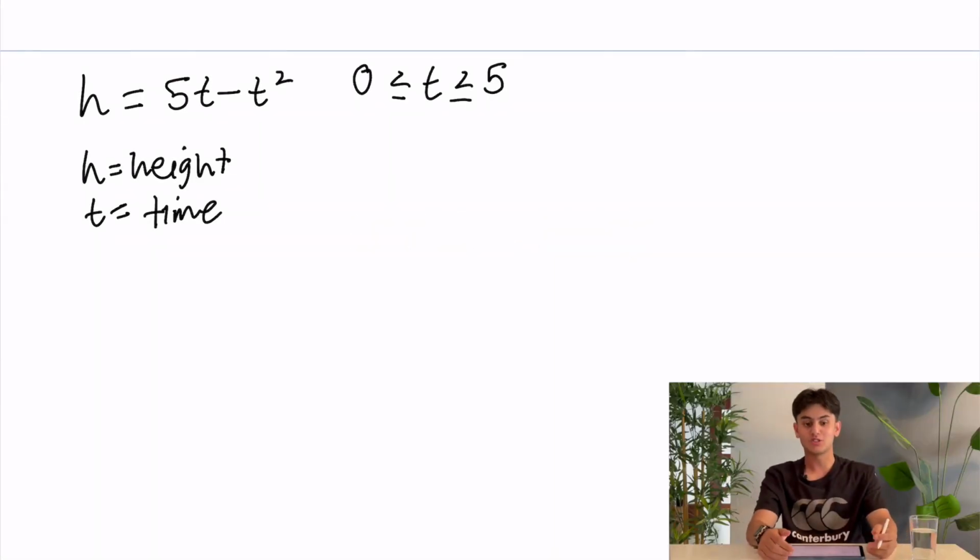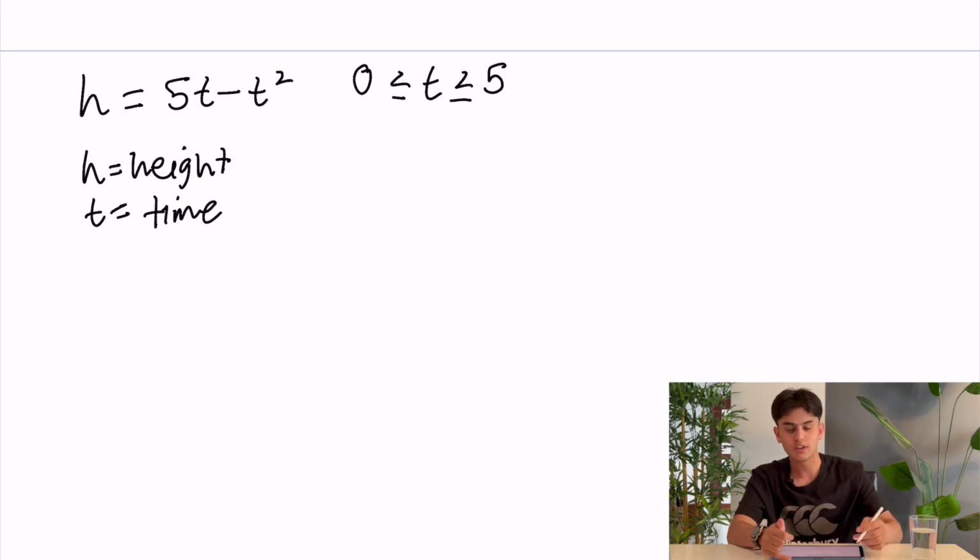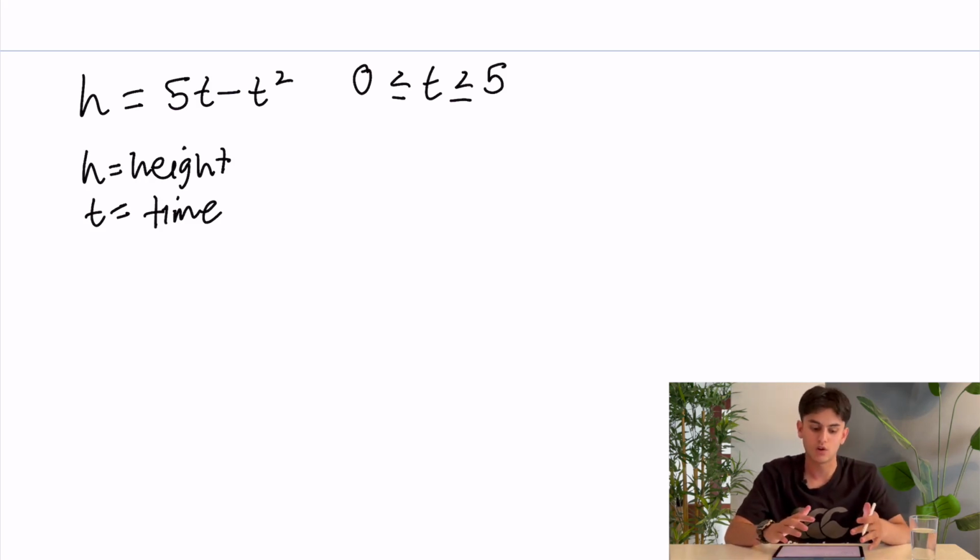Now, the first way we can solve this problem is just algebraically, using our quadratic equation and converting it to turning point form. So there we can find how long the ball takes to reach its maximum height and what it actually is.